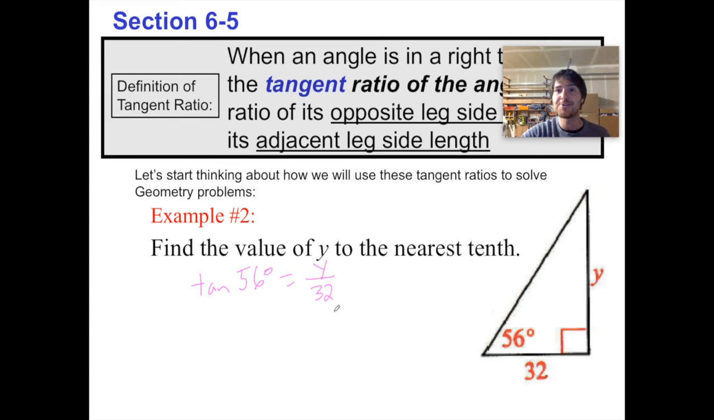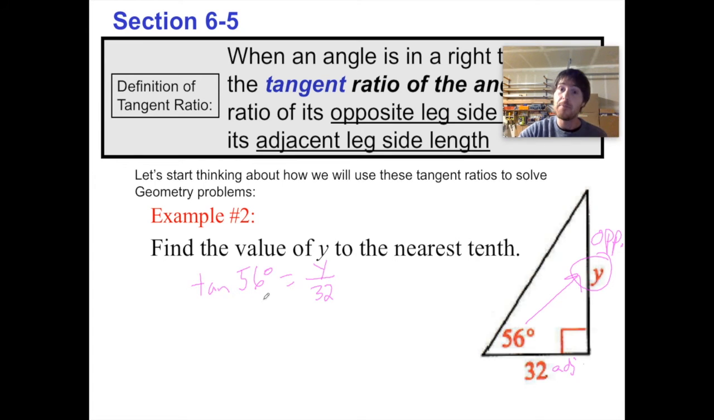Now you're probably asking yourselves, well, this is a little confusing. I have a variable y here, which is what I'm trying to solve for. This is our opposite side. Don't forget, choose opposite over adjacent. So mark them down to make your life easier. I take my opposite and set it over my adjacent. This y over 32 has to be in the same ratio as any 56-degree angle would create for its opposite over adjacent ratio, its tangent ratio.